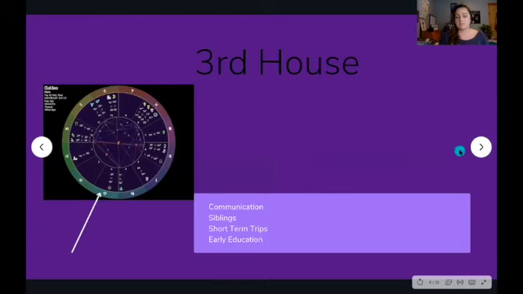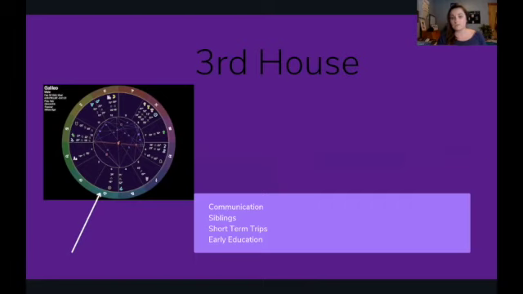The third house is about communication, siblings, and short-term trips. Also, early education. The third house is where, if you think of it developmentally, you start to express yourself. It's where you go from being a child that was born to a child that can see themselves. And you begin to identify yourself through your communication with others.